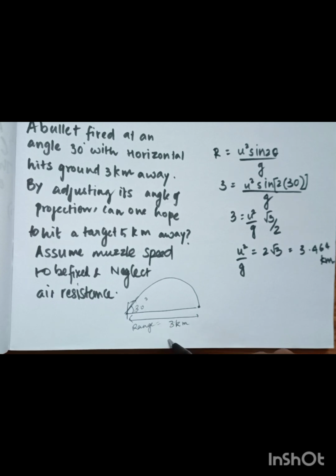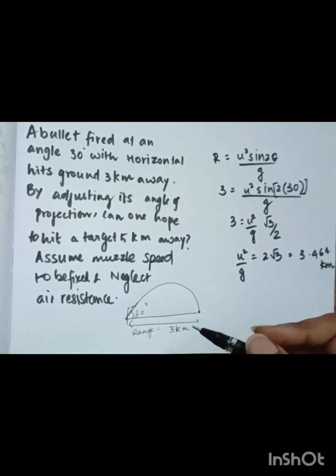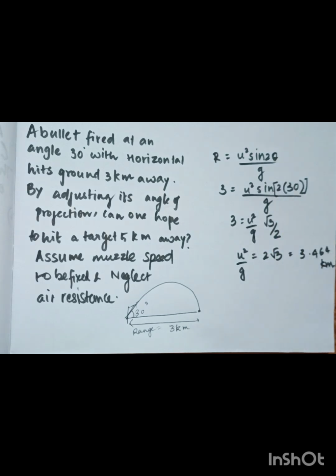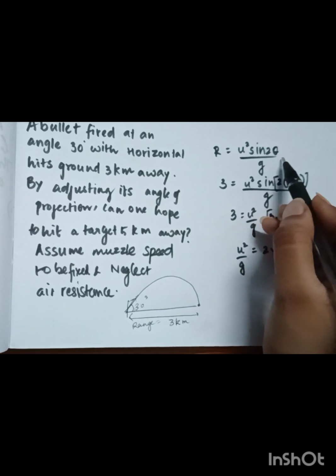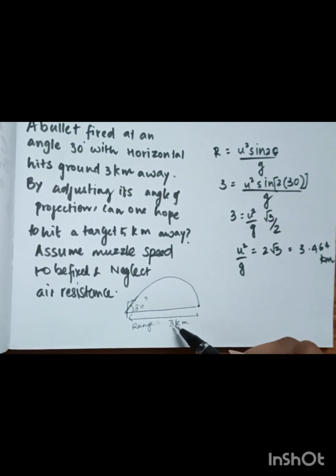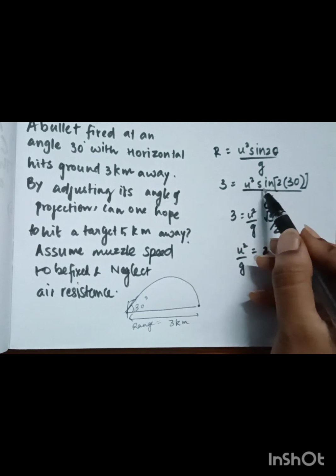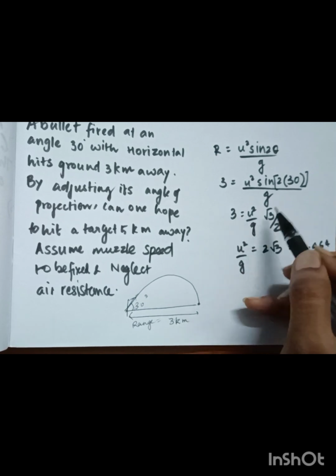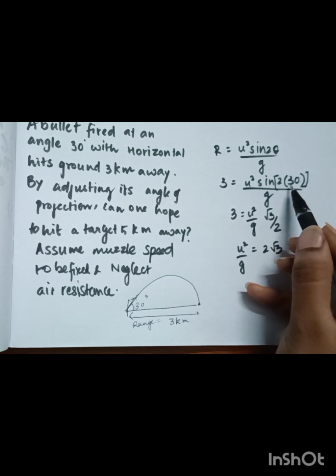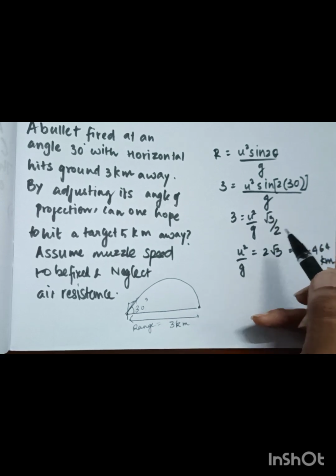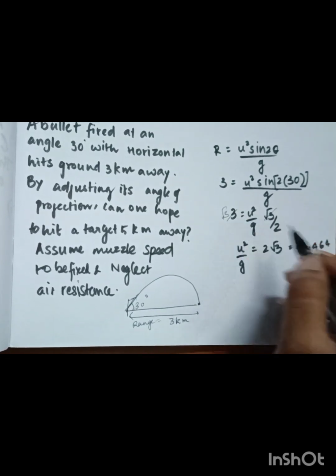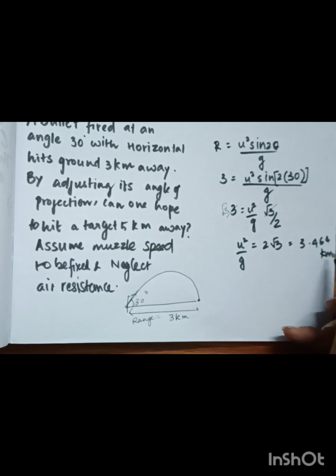That means its range is 3 kilometers. Now they are asking, can the range be 5 kilometers? That is the question. Now R equals U square sin 2 theta by G. Here the range is given, that is 3 kilometers. So 3 equals U square sin 2 into 30 degrees by G, that is 3 equals U square by G into sin 60. Sin 60 is root 3 by 2. So U square by G equals 3 into 2 by root 3, that is 2 root 3, which equals 3.464 kilometers.